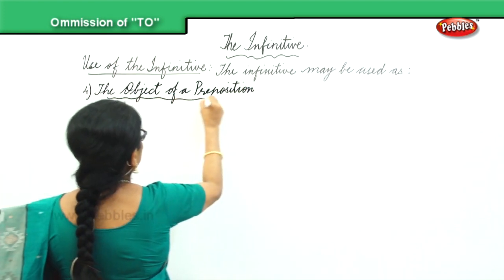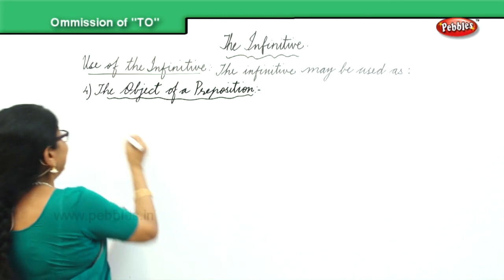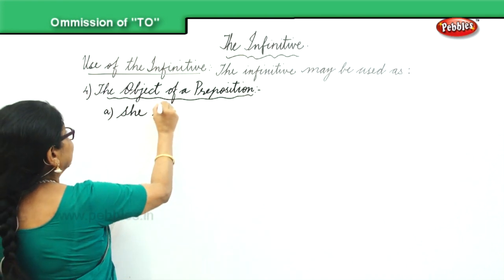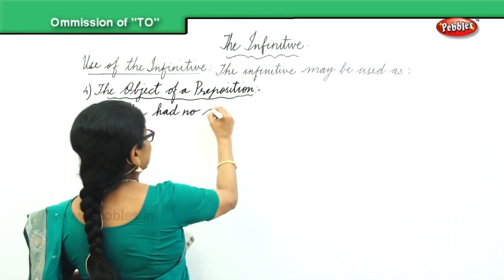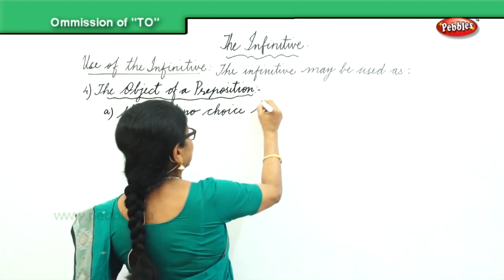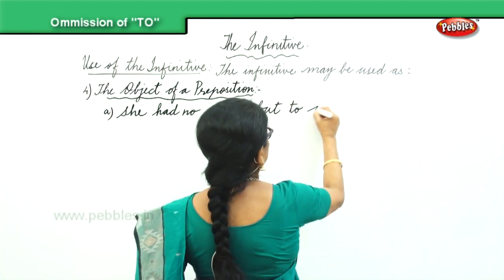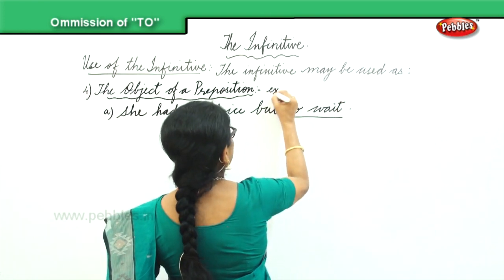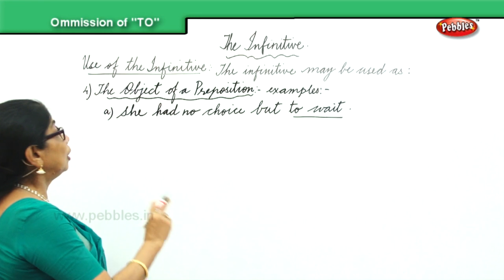The fourth category: the infinitive can be an object of a preposition, and the example is, she had no choice but to wait. To wait. So these are the examples. Examples of what? Examples of object of a preposition.